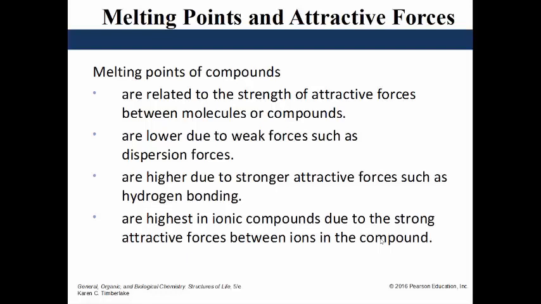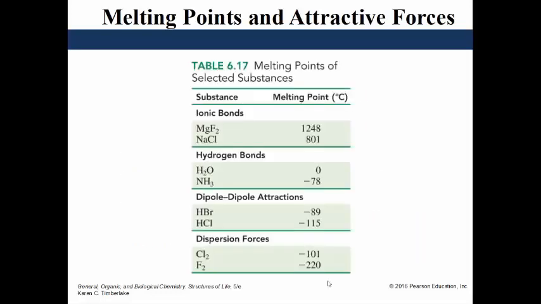And melting points will be higher if you'll have the stronger types of attractive forces, such as hydrogen bonding. The highest melting points are going to be found in ionic compounds due to the strong attractive forces between the ions within that compound. Here are some common examples. First two here, ionic bonds. Magnesium fluoride, melting point 1,248 degrees Celsius. Sodium chloride, basic table salt, 801 degrees Celsius.